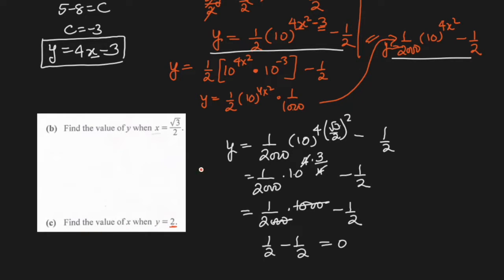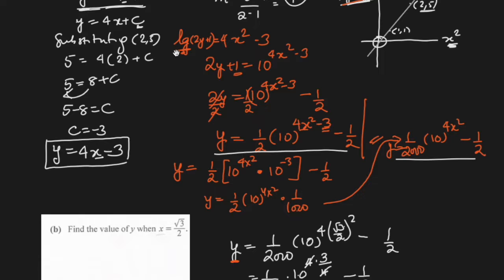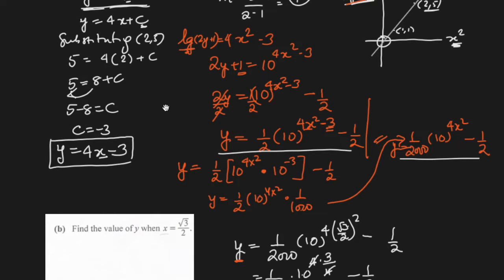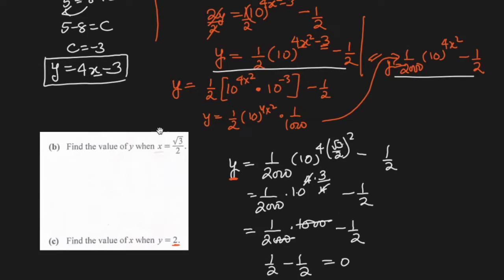Alright, now in the second one, they're saying find the value of x when y is 2. So we'll put this as 2. Why do I use this? Why don't I use the one I got earlier, log 2y plus 1 is 4x square minus 3? I will use that one. That will make more sense.